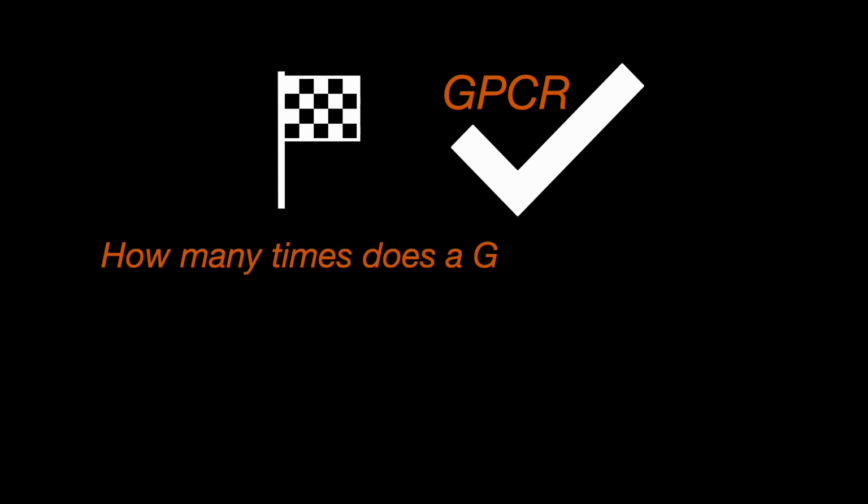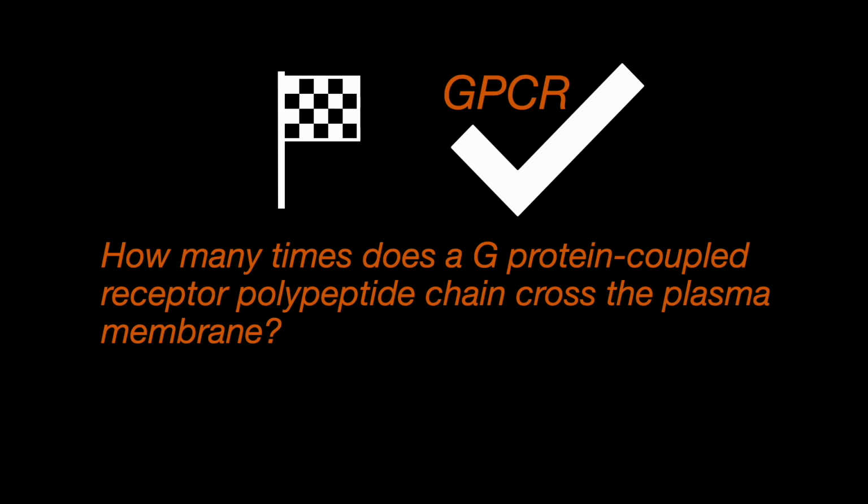And that brings us to the end of today's topic. Now that you have mastered the core functions of G protein coupled receptors, it's time for today's high yield challenge. If you are ready, here comes today's question. How many times does a G protein coupled receptor polypeptide chain cross the plasma membrane?